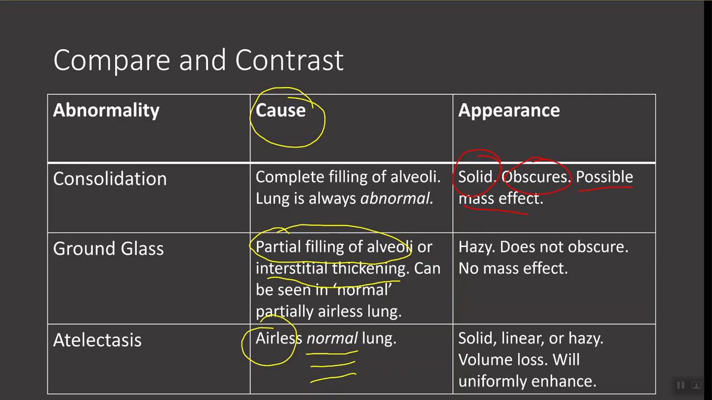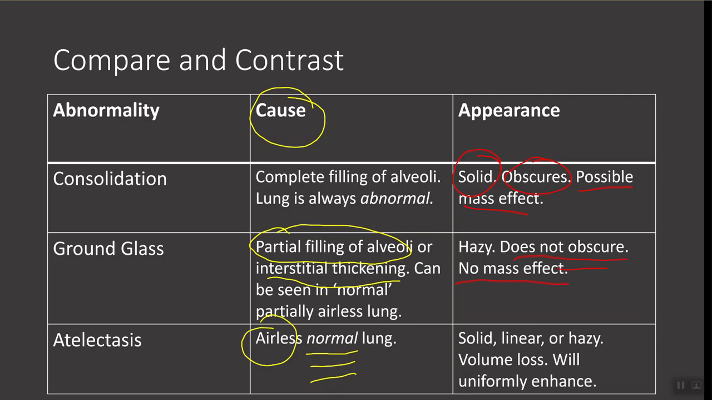Ground glass opacity, on the other hand, does not appear solid. It appears kind of hazy, right? It's this kind of hazy appearance of the lung parenchyma, like you're looking through scratch glass or ground glass. And this hazy appearance will not obscure underlying bronchovascular markings. And again, there's going to be no mass effect here.